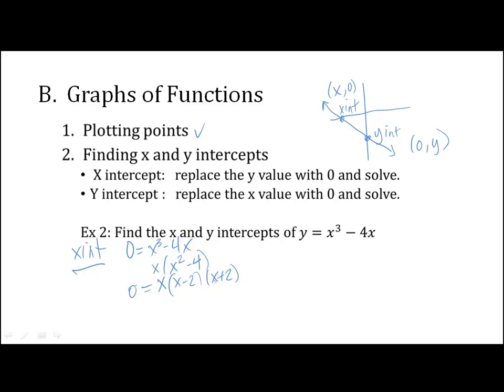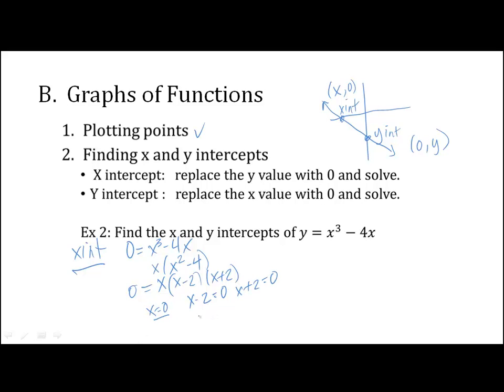Now, you notice I have 3 x's. That's because it was x cubed. So we'll have 3 x-intercepts. Take each part and set it equal to 0. x equals 0. x minus 2 equals 0. x plus 2 equals 0. And we can solve it.